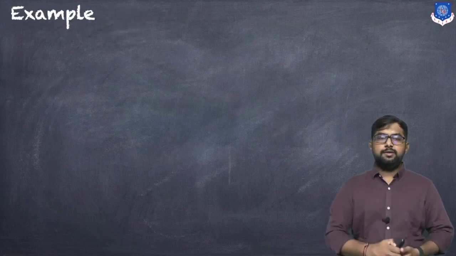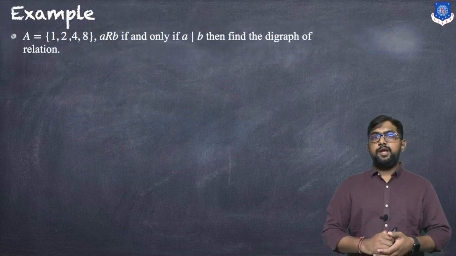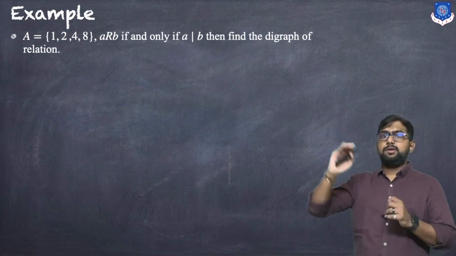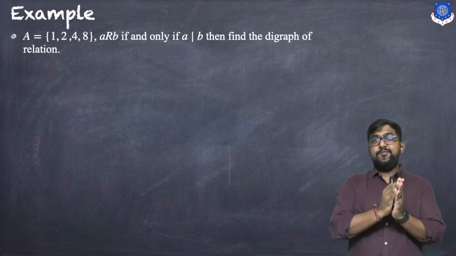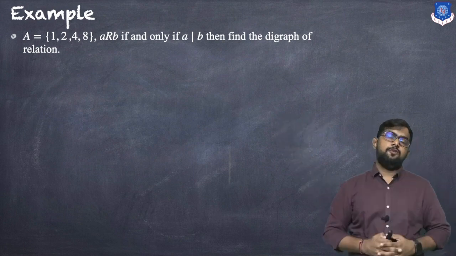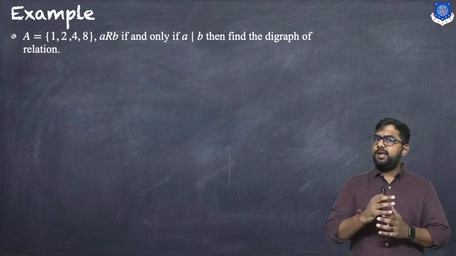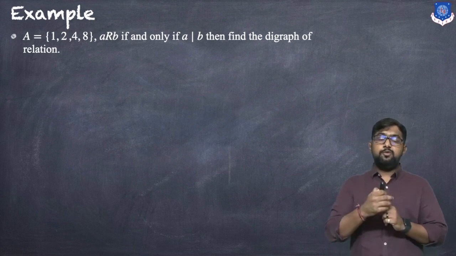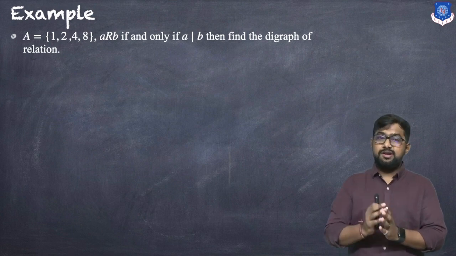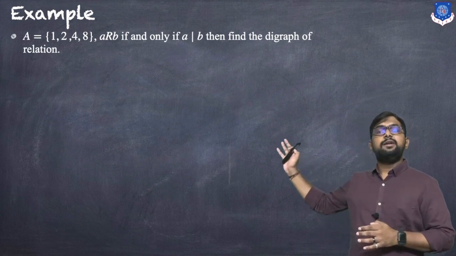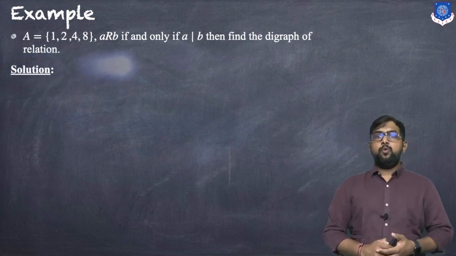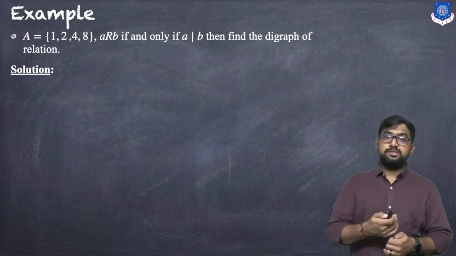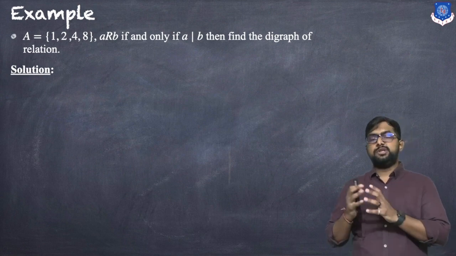Let us take one example. If A equals {1, 2, 4, 8}, and a is related to b if a divides b, then find the digraph of the relation. So we are given that a is related to b if and only if a divides b. So the divides relation is there, and we want to find the digraph. First we will write what the relation is, then we will proceed.